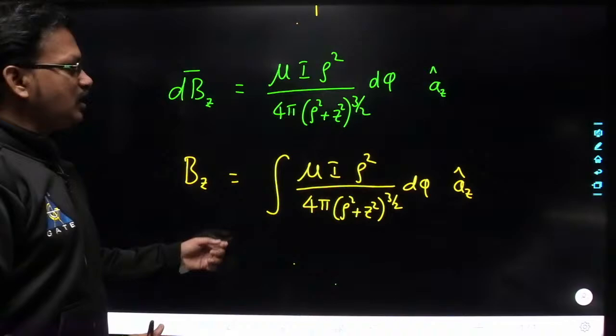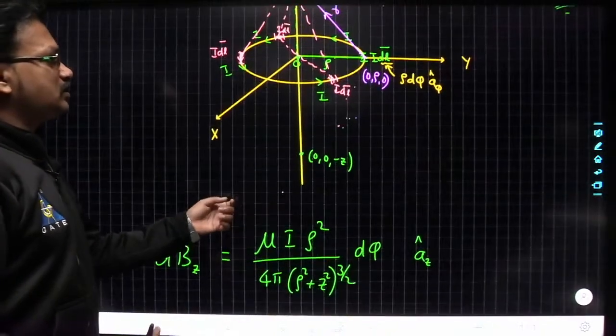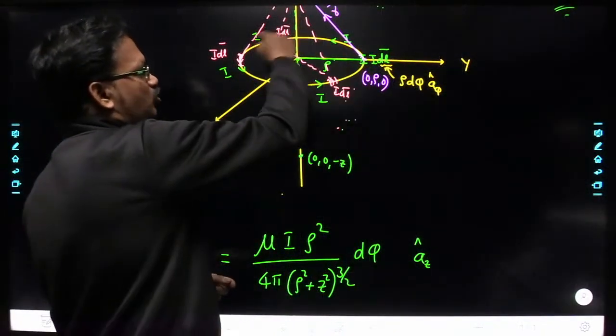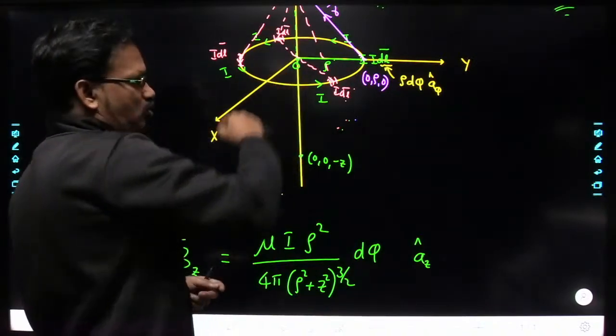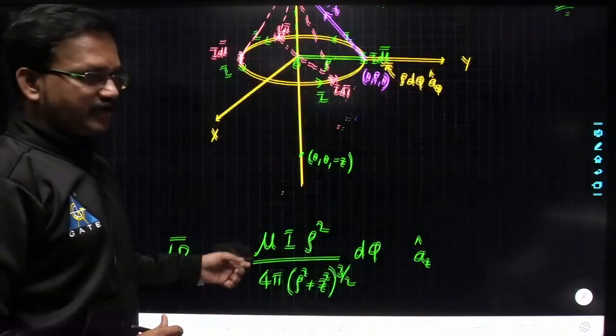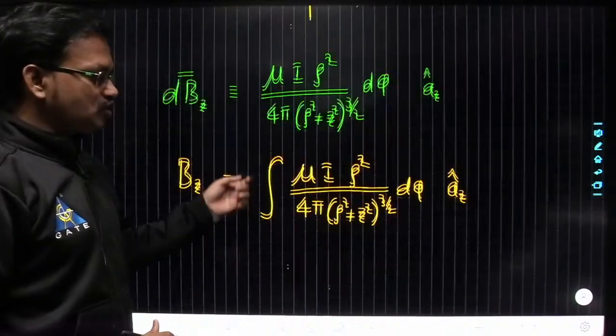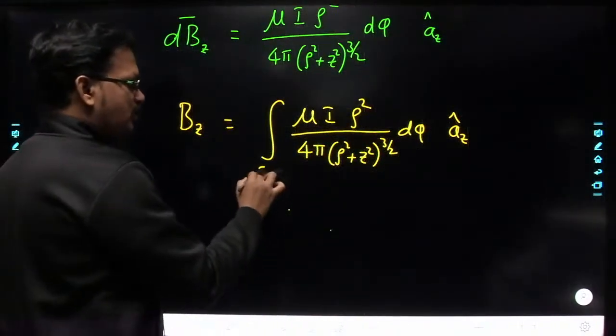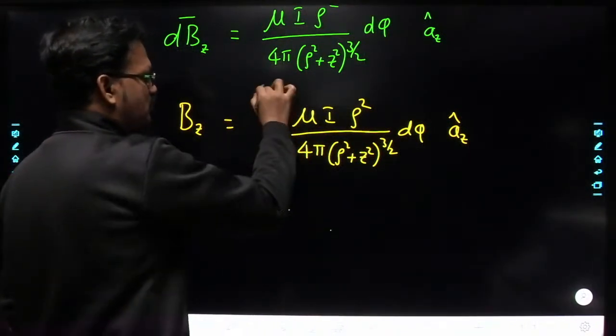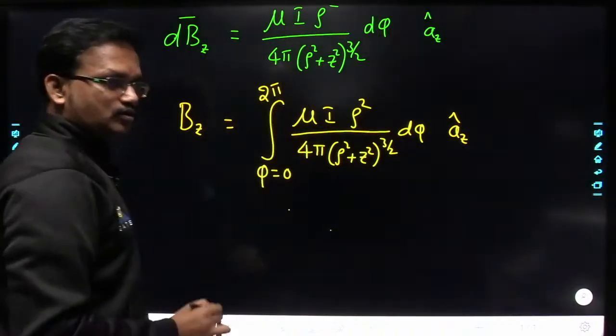You have to consider the total circular loop. That means phi must vary from 0 to 2 pi. Yes or no? So here phi must vary from 0 to 2 pi.